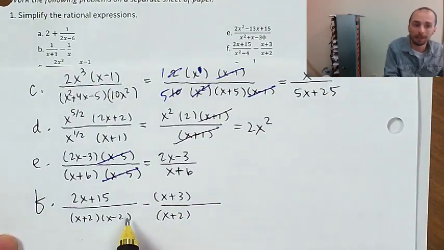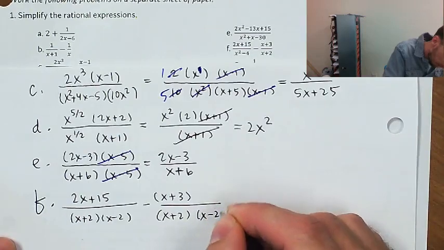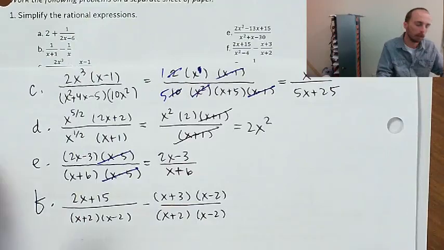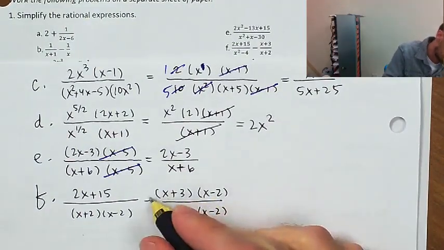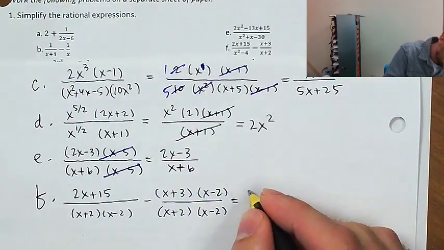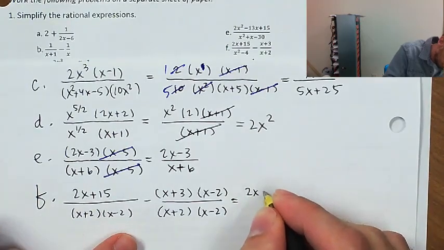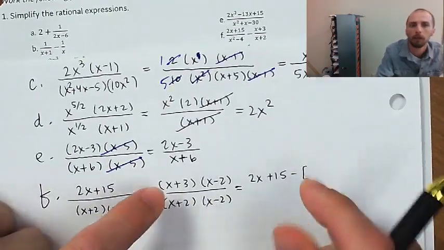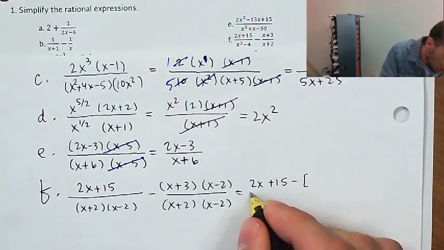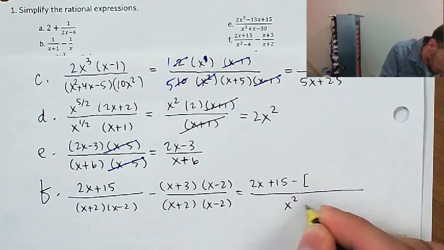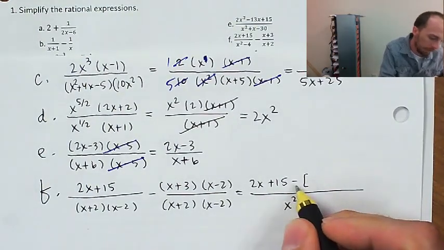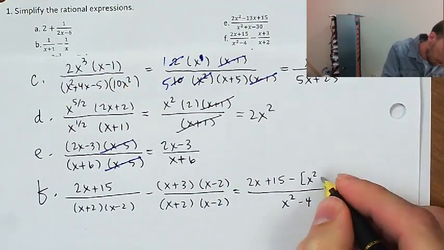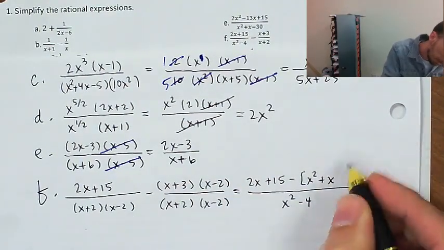So in order to have the same denominator, I need this x minus 2 down here. But I've got to be fair, multiplying by something that isn't 1 would change the value of the fraction. So I'm going to do that, and this is going to involve some FOILing. So I'm going to do 2x plus 15 minus what I get when I do FOIL here, and this is all going to be divided by that common denominator. So 2x plus 15 minus x squared, add those, I get plus 1x, multiply them, I get minus 6.